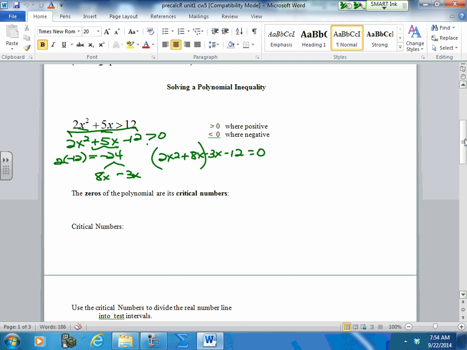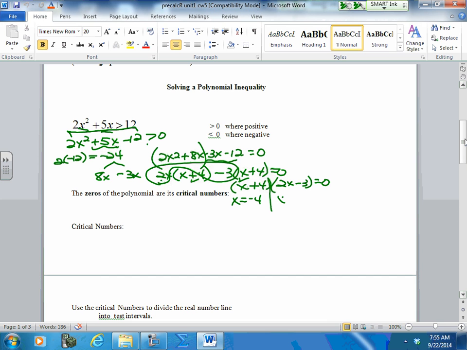So what do the first two terms have in common? 2x. What's left? Good. Now, out of this mess, I need to get an x plus 4. What can I take out? Good. See how easy this is? This is the common factor. And what's left? 2x minus 3. Set these equal to 0. These are your critical numbers.